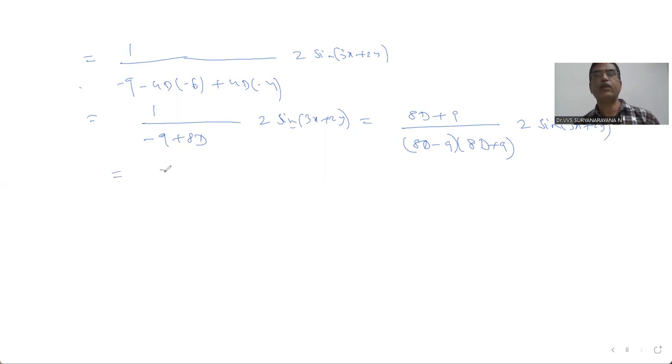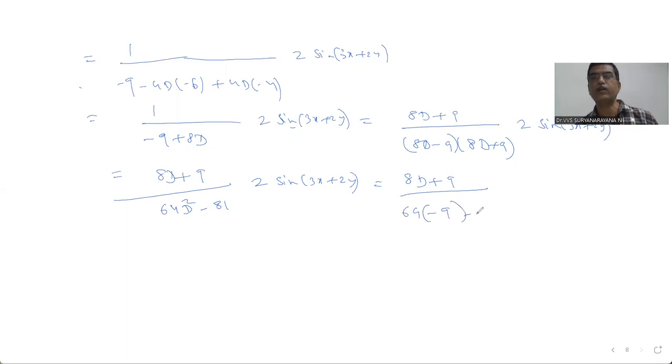Then we get 8d plus 9 of 8 into 8, 64d square minus 9 into 9, 81. Here we use the concept of a minus b into a plus b is a square minus b square, of 2 sine 3x plus 2y. So now, as per the process, again we have to put d square equal to minus of 3 square. So 8d plus 9 by 64 into d square minus 9 minus 81 of 2 sine 3x plus 2y.